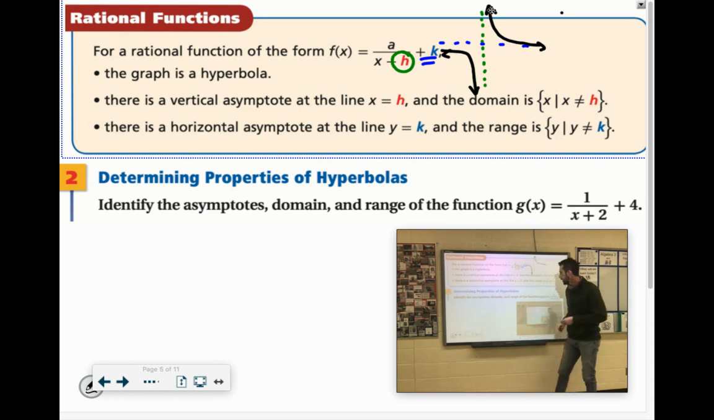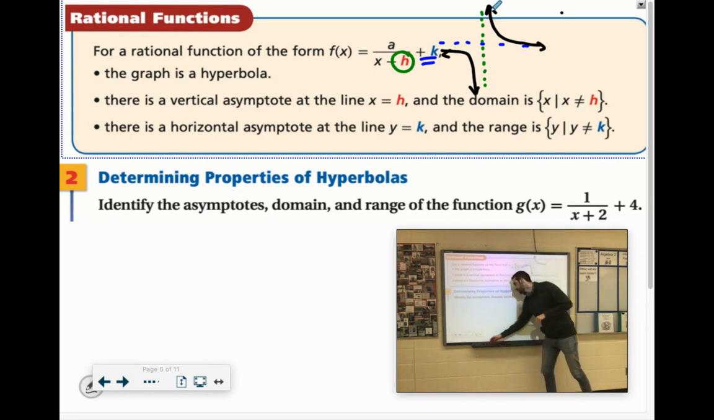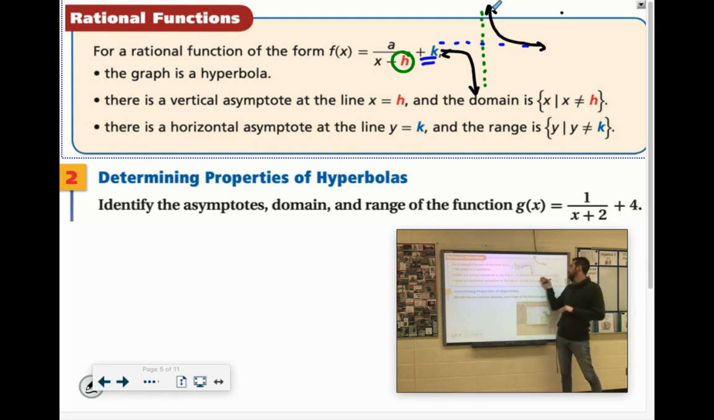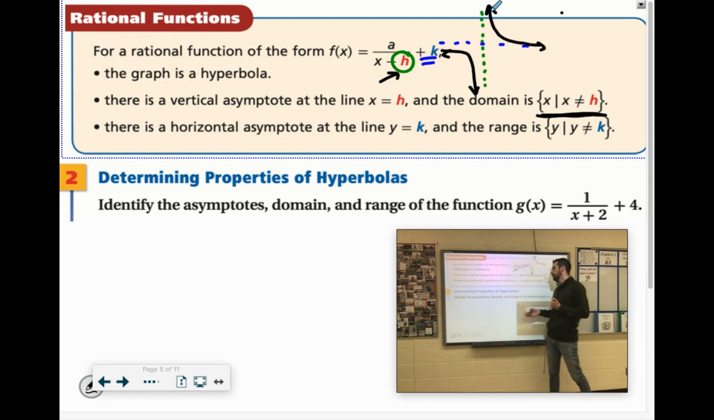Identify the asymptotes, domain, and range of the function. As far as domain and range, if this is the vertical asymptote, that's going to affect your domain. Your domain is basically all real numbers except for the asymptote. So it would say x such that x is not equal to h, for example x is not equal to 5, or whatever the vertical asymptote is. Same thing with the horizontal asymptote, which is the number at the back end.